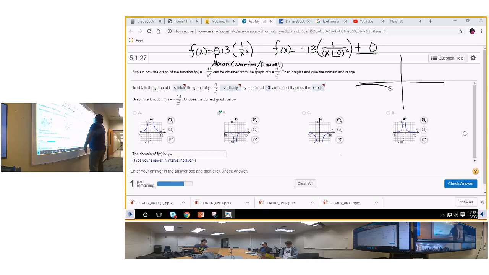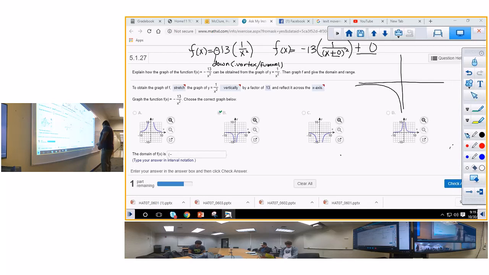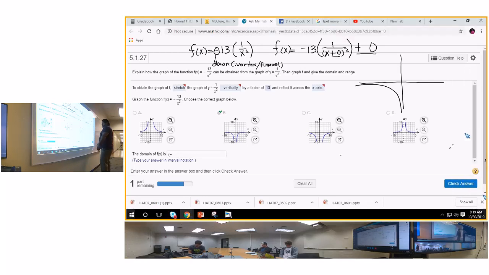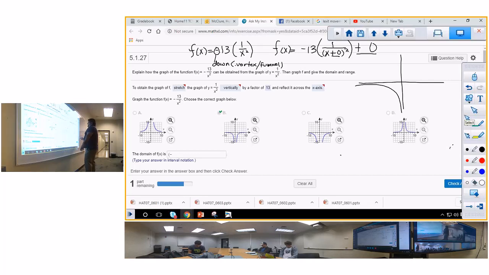Well, let me go back. Where is my whiteboard going? It's not supposed to be doing that. It's supposed to leave a little box over here, and it's not doing it. I don't know why it's doing that. Anyway, I'm sorry. Let me go back.